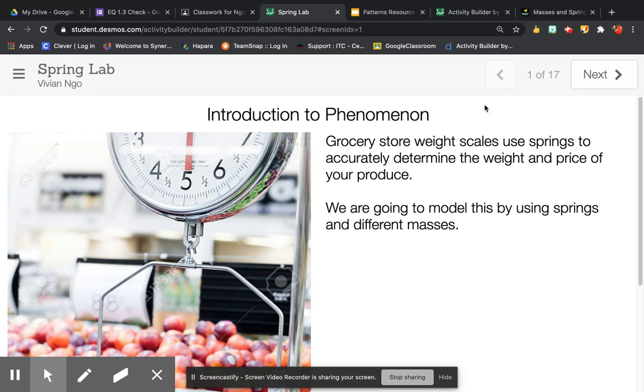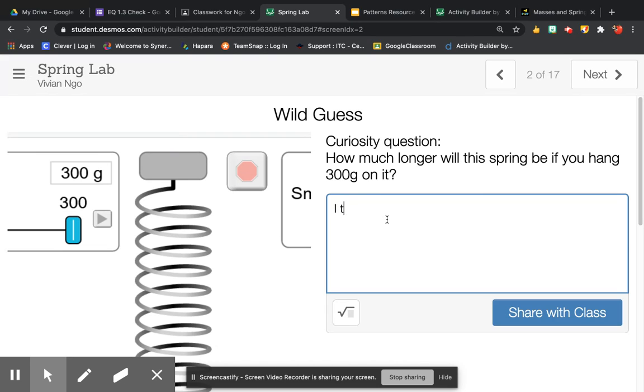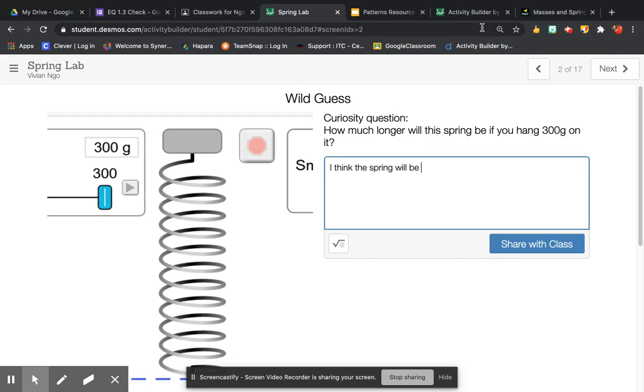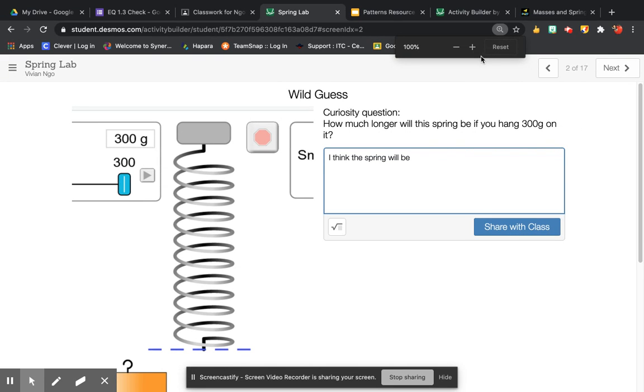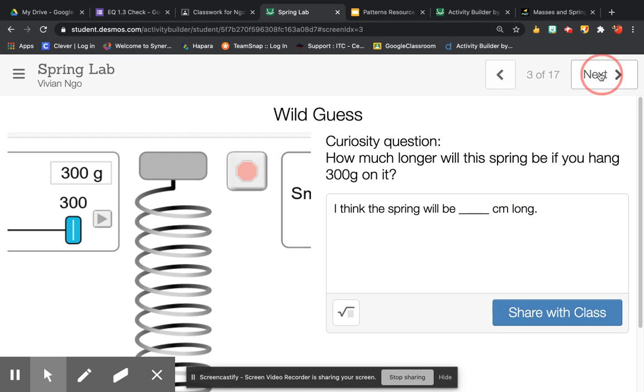So grocery store weight scales use springs to accurately determine the weight and price of your produce. We are going to model this by using springs and different masses. Curiosity question. How much longer will this spring be if you hang 300 grams on it? So remember, this is your wild guess. This is whatever you think it will be. So let's say I think the spring will be... Oh, I always click the wrong one. Let's do that. Yep, okay. Or maybe I should zoom in so it's easier for you guys to see. All right, I think the spring will be blank centimeters long. Let me know what you think it is and then click share with the class. Then I'm going to move on to my next part.